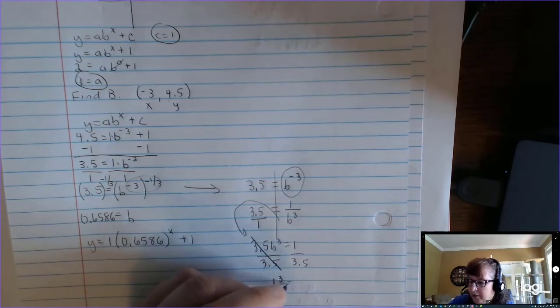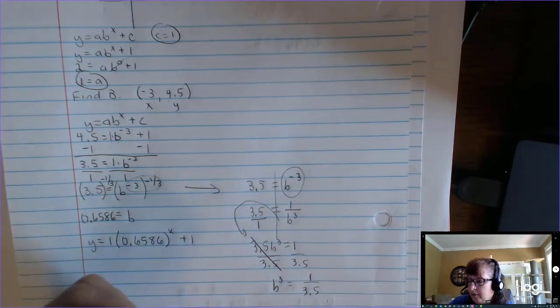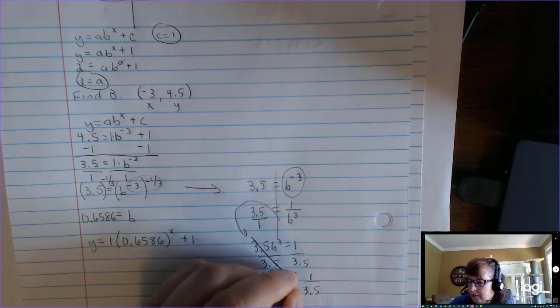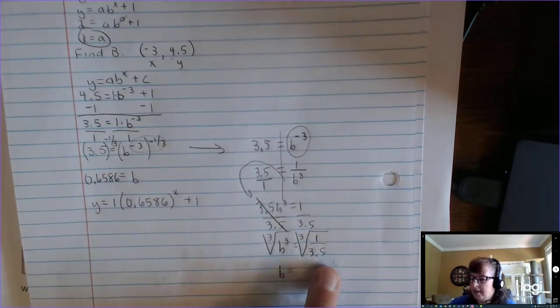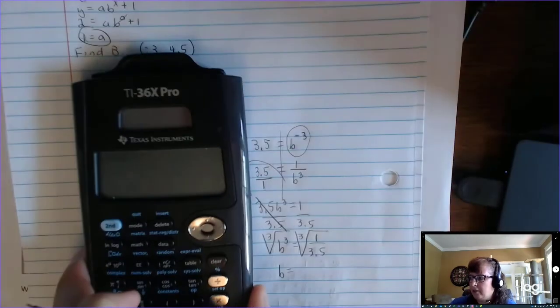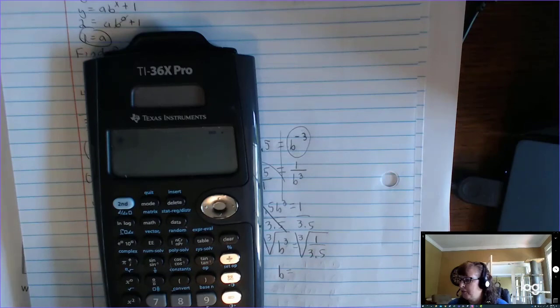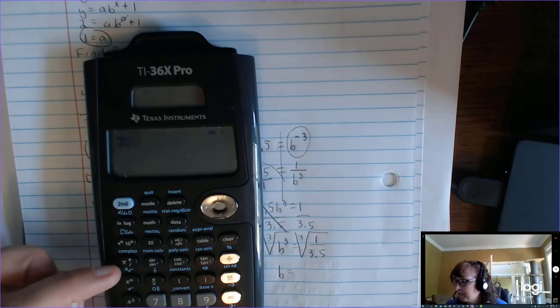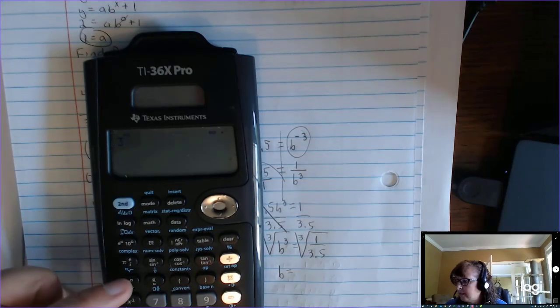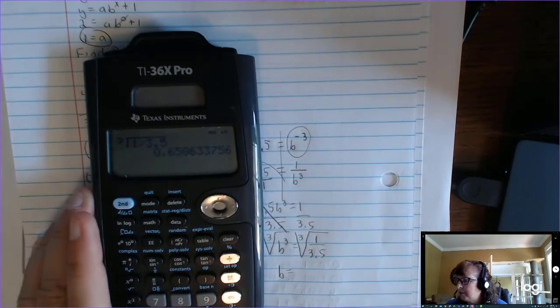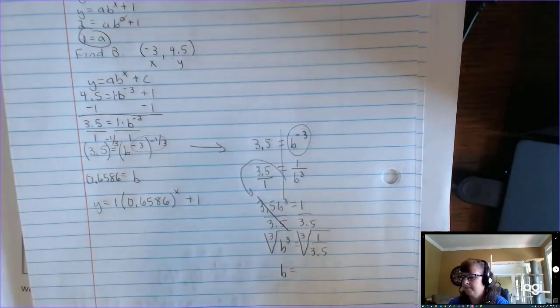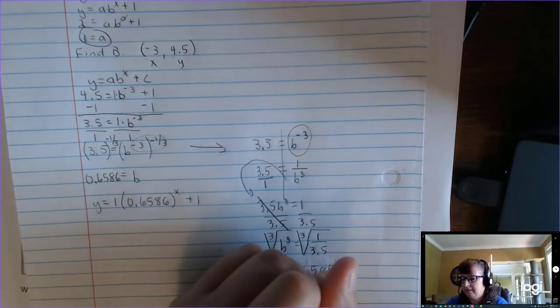and then you have to figure out how to get rid of this cube, and most people might try to take the cube root of both sides, and that would work. I didn't bother to pick up my calculator yet. I'm going to pick up my calculator now. So you're going to have to remember to put this 3 down first, and then hit this square with the radical, so second x squared, and then type in 1 divided by 3.5, and you should get the same answer. 0.6586, got the same thing.